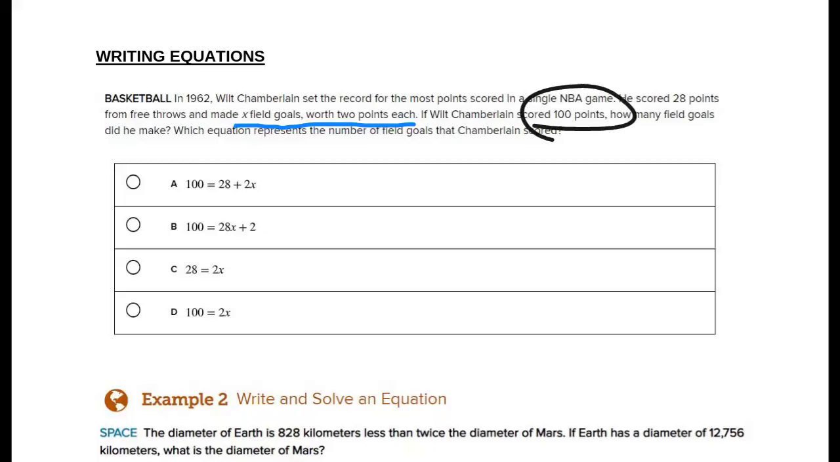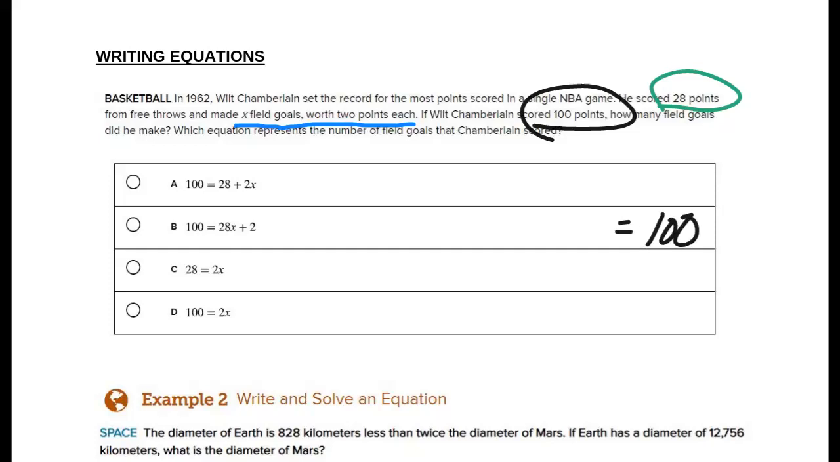100 points. Yeah, that's important. Anything else? Right, 28 points. Now, that 100 points, that's his total, right? When you have an equation, where do you usually put the total? At the end. So let's put this total at the end.